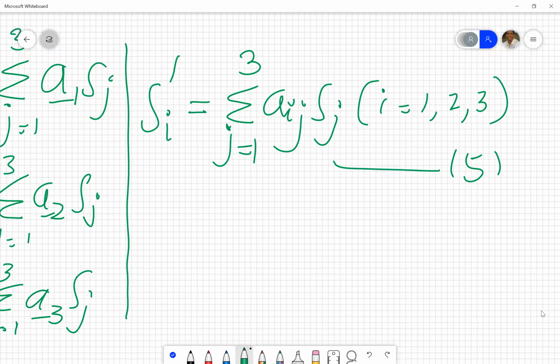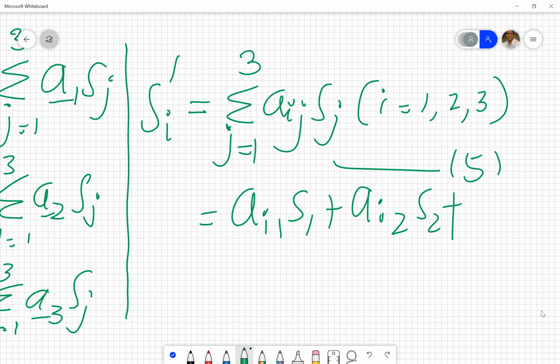Is it understandable by you? Is it okay for you? All these complex equations are now derived in a simplified format. You can also write it in that format: if you put in the values of j only, it is ai1 s1 plus ai2 s2 plus ai3 s3.